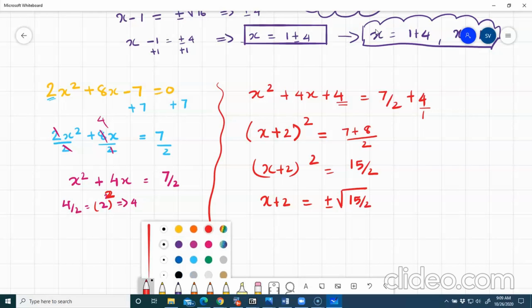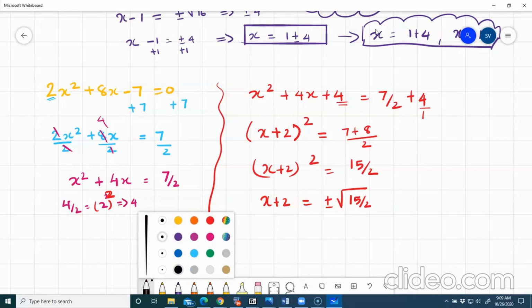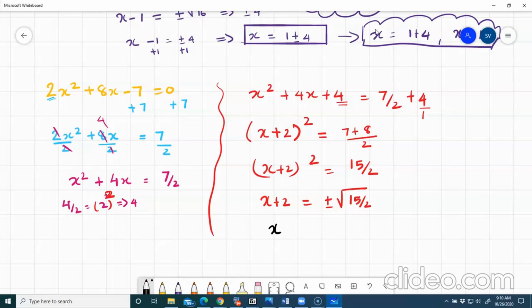Okay, so from this, x is equal to negative 2 plus or minus root of 15 over 2. If I were the teacher, I would accept this as the final answer. I will not look for two pieces. Okay, so this is the answer.